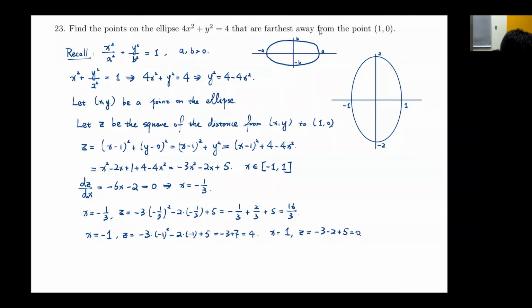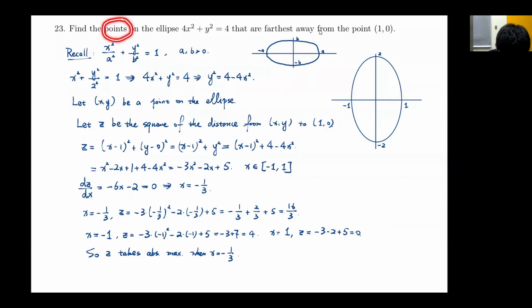So z takes absolute max when x equals minus 1/3. All right, so this is actually the conclusion by the calculus. Now to formulate the answer, remember we need to find the point.